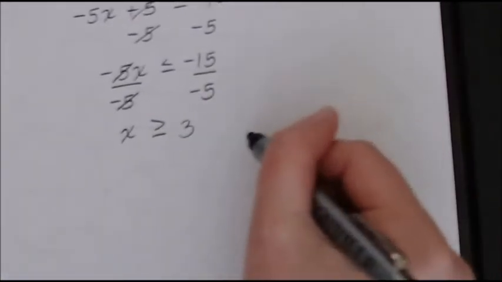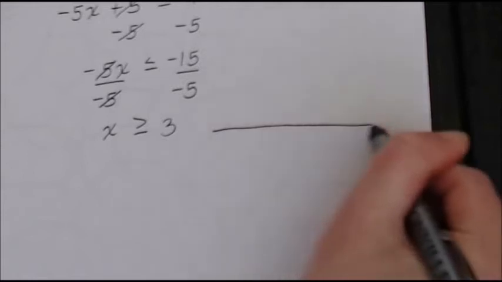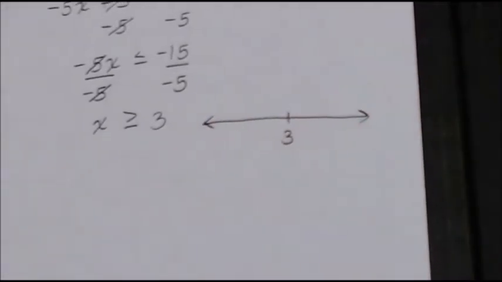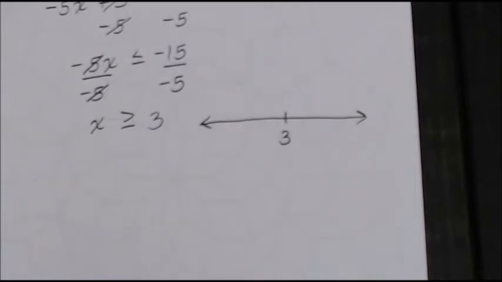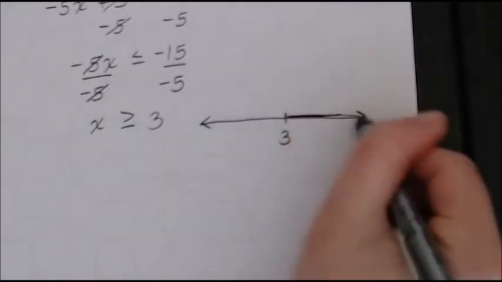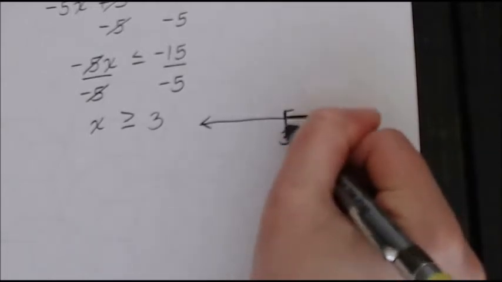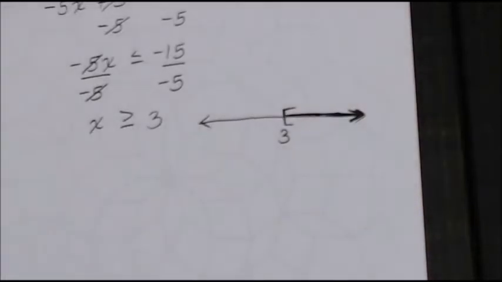Let's go ahead and do the number line representation of this, and then we'll do interval notation as well. So I'm going to just put 3 somewhere over here on my graph. I want all numbers that are greater than or equal to 3, so I'm going to shade to the right. And it's greater than or equal to, so I'm going to put a bracket around the 3.